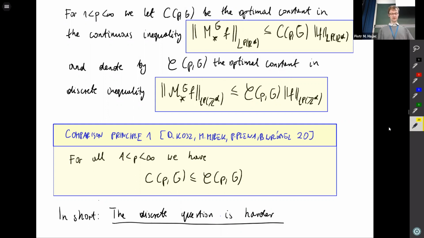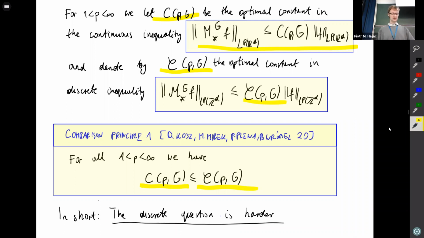And this is a result from last year by Darek Kosz, Mariusz Mirek, Paweł Plewa, and myself. So we proved that if you denote by C_p(G) the optimal constant in the continuous setting, so the best constant that you can have for all functions in the continuous setting, and if you denote by calligraphic C_p(G) the optimal constant in the discrete counterpart of the question, then one is always smaller than the other. So the discrete setting is always harder than the continuous setting.